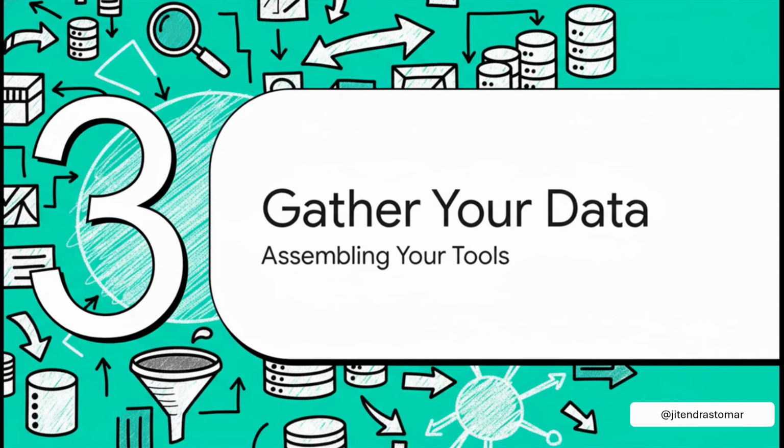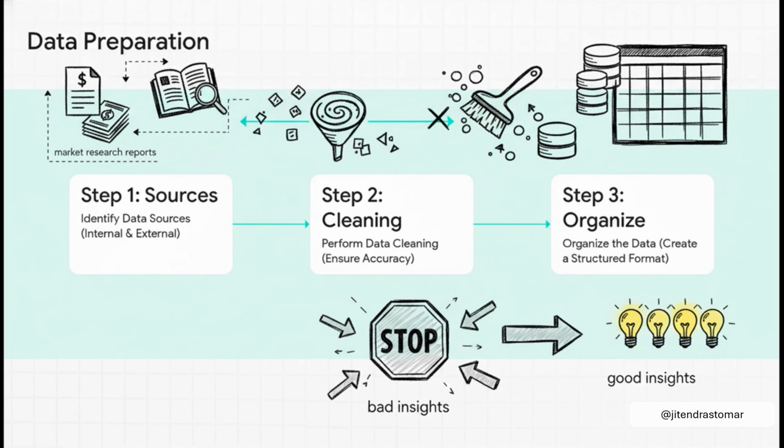All right, so we've got our question locked in. Step 2 is all about gathering your tools. This is where you collect the raw materials for your analysis, the data itself. And look, it's not about getting all the data in the world, it's about getting the right data. This whole process has a rhythm to it. You'll look for sources inside your company, like sales records, and outside, like market research.